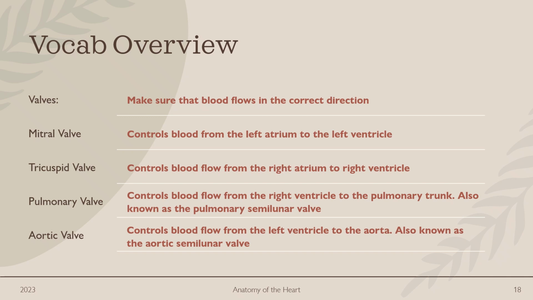The pulmonary valve controls the blood flow from the right ventricle to the pulmonary trunk. This is also known as the pulmonary semilunar valve. And the aortic valve controls the blood flow from the left ventricle to the aorta. This is also known as the aortic semilunar valve.